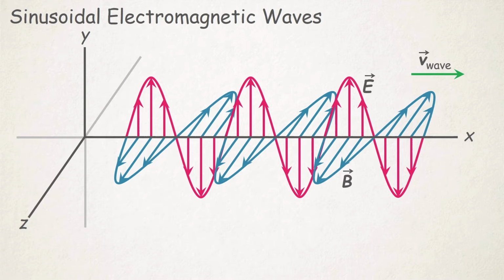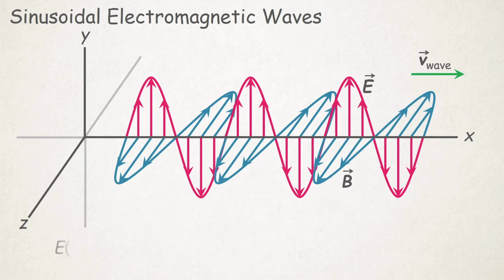To determine the direction of the electromagnetic wave, you can use a right-hand rule. Point your fingers in the direction of the electric field at a point in space, and orient your hand so that you can curl your fingers in the direction of the magnetic field at that point. Your thumb will indicate the direction that the EM wave propagates.